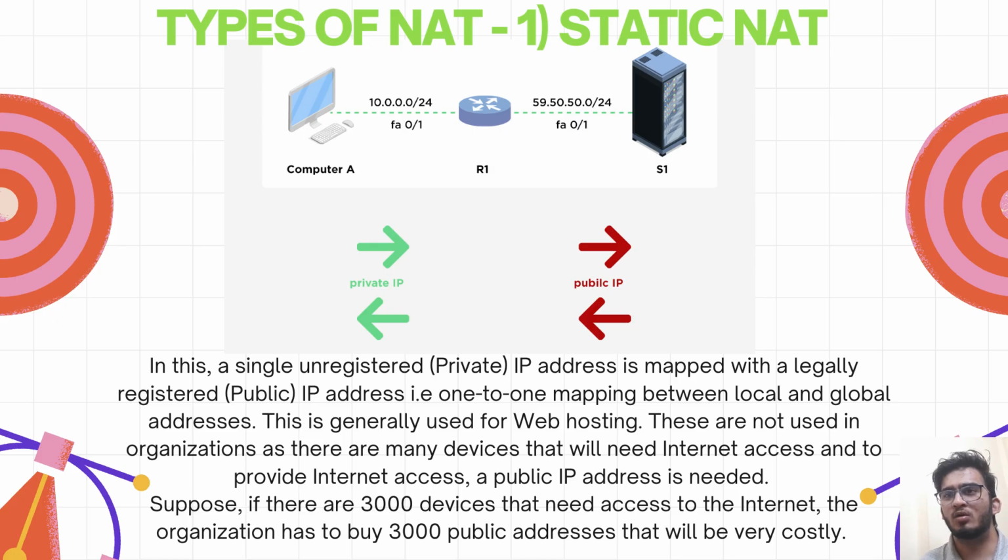Now let's dive into the different types of network address translation. There are basically three types. The first one is static NAT. In static NAT, there is a one-to-one mapping of private IP address to public IP address. It is just like assigning a permanent parking spot to a specific car. So basically, if you have 3,000 private IP addresses, you will be required to buy 3,000 public IP addresses. So there is no chance of saving IPv4 addresses.